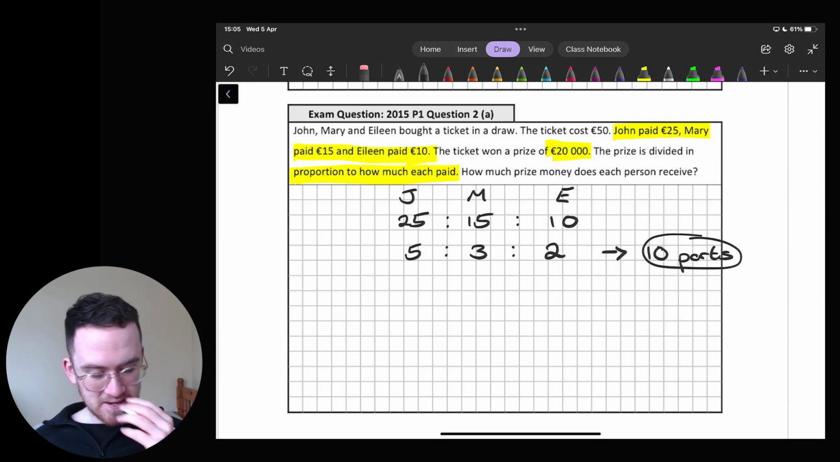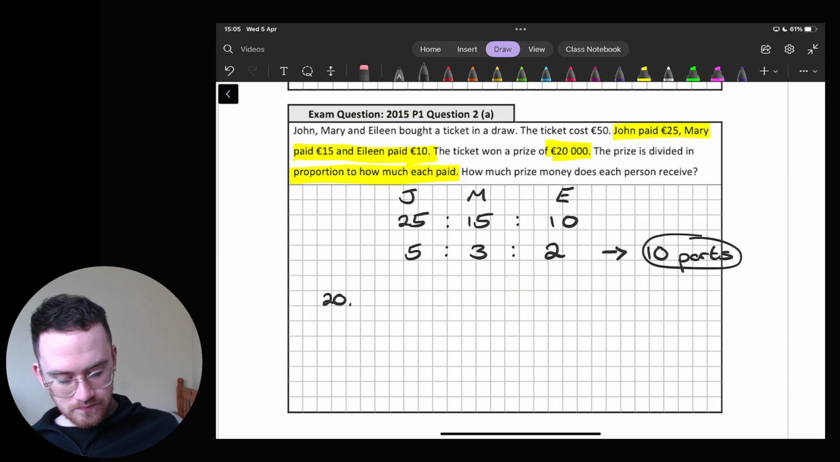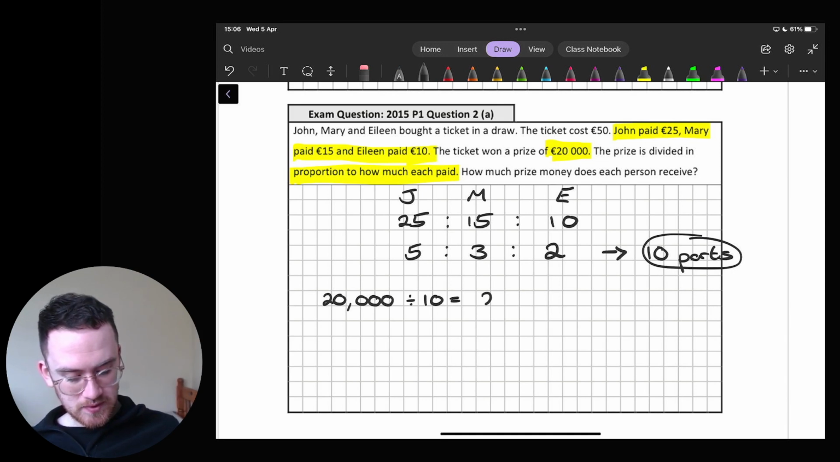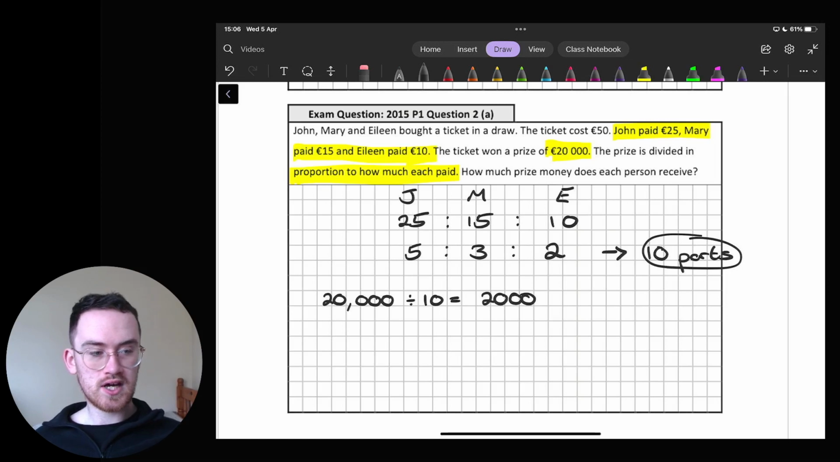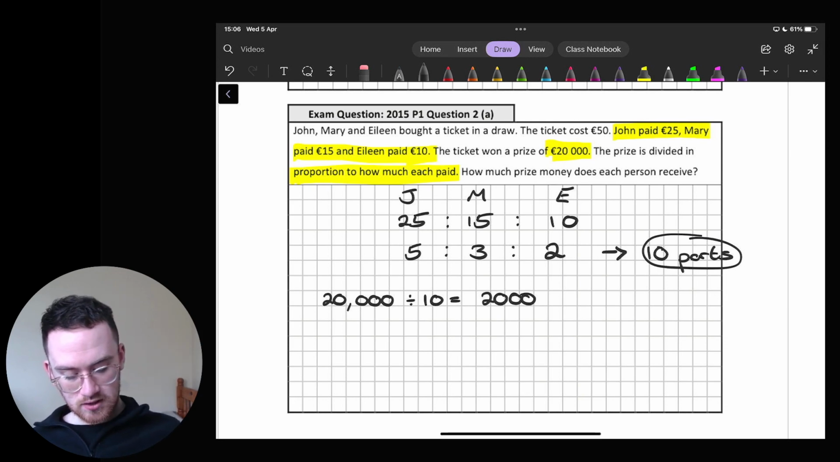So breaking it down then, 20,000 divided by 10 gives me an answer of 2,000. Okay, so that tells me that 2,000 is going to be one share. Okay, so 2,000 is one share of my prize. I want to know what's the value of 2 shares. Okay, so what is Eileen going to get? Or we'll start with John. So John is getting the 2,000, but he's getting 5 shares. So he's getting 10,000 of it.